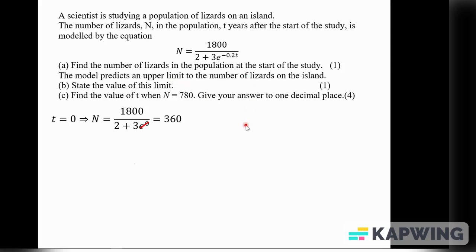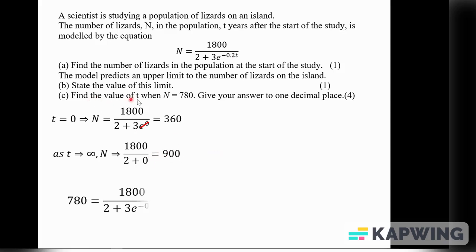Find the upper limit to the number of lizards, so we're going to find out what happens as t just gets bigger and bigger, goes off to infinity, and this e to the minus 0.2t gets closer and closer to 0, so it's 900.